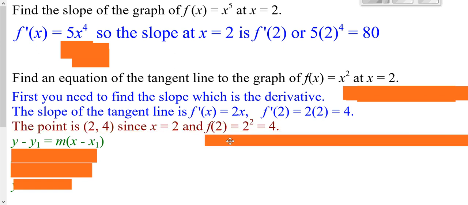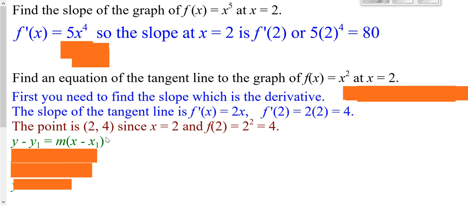So our slope is 4, and we have our point. So if you have a point and a slope, you could use your point slope formula. You might be wondering, how did you get the y value to be 4? Well, if you're looking for your y value, can't you just take 2 and plug it into your original function? And that will give you the y value of that point. So that's how we get that.